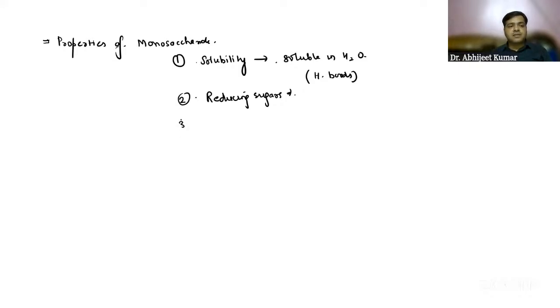And apart from that, they also have a very sweet taste. They are basically glucose and fructose, so they tend to have a sweet taste, and basically we are consuming it. So sweetness is also a property of the monosaccharides apart from solubility and reducing property. You already know they are reducing sugars. They can donate electrons to other molecules which are participating in the redox reaction.